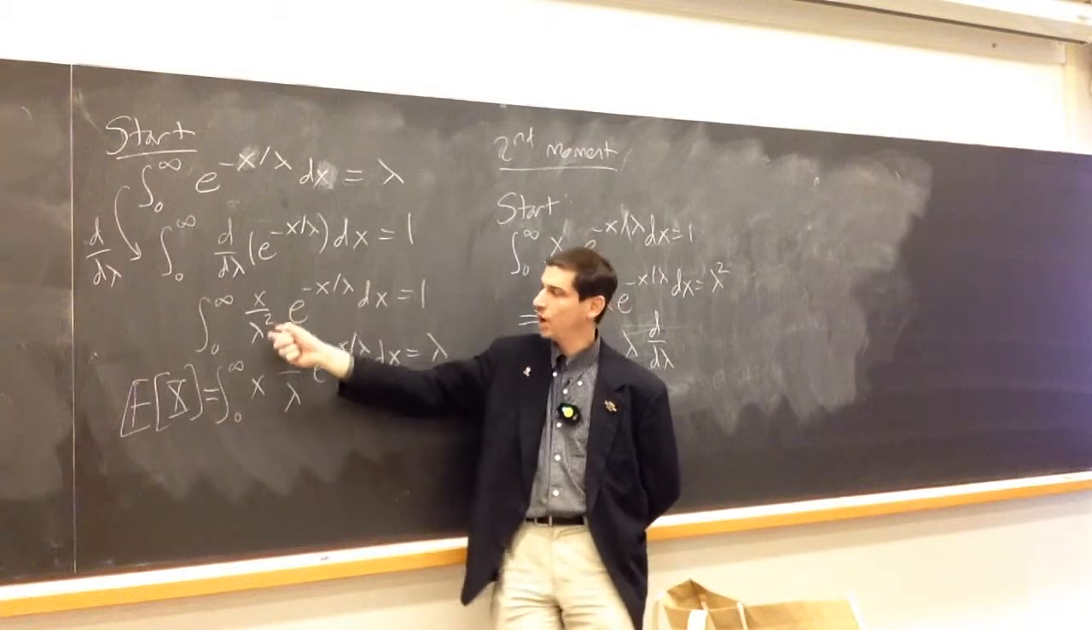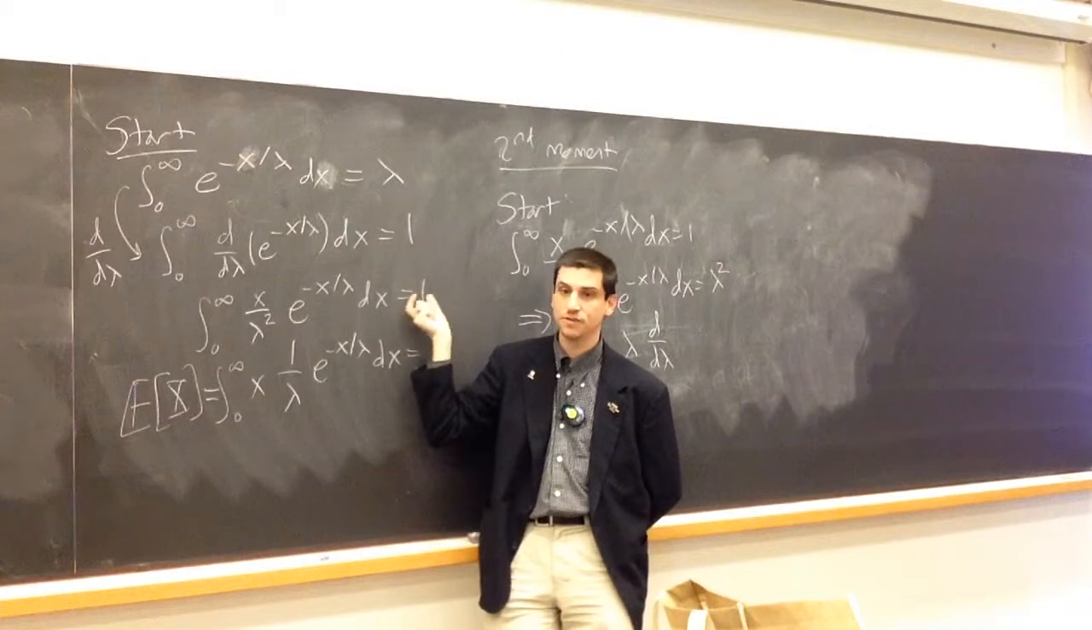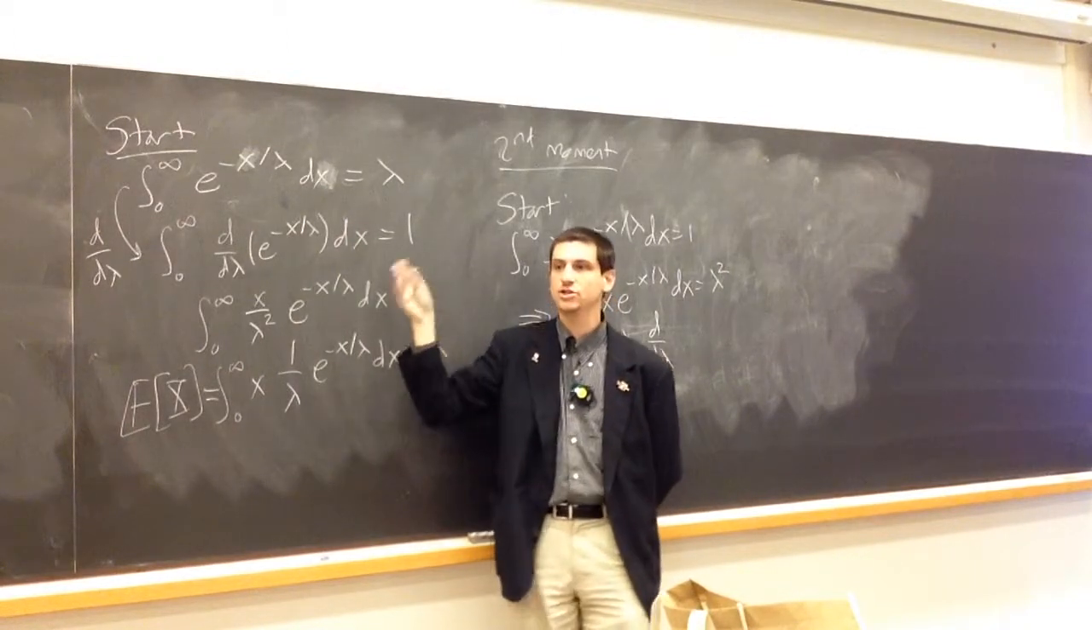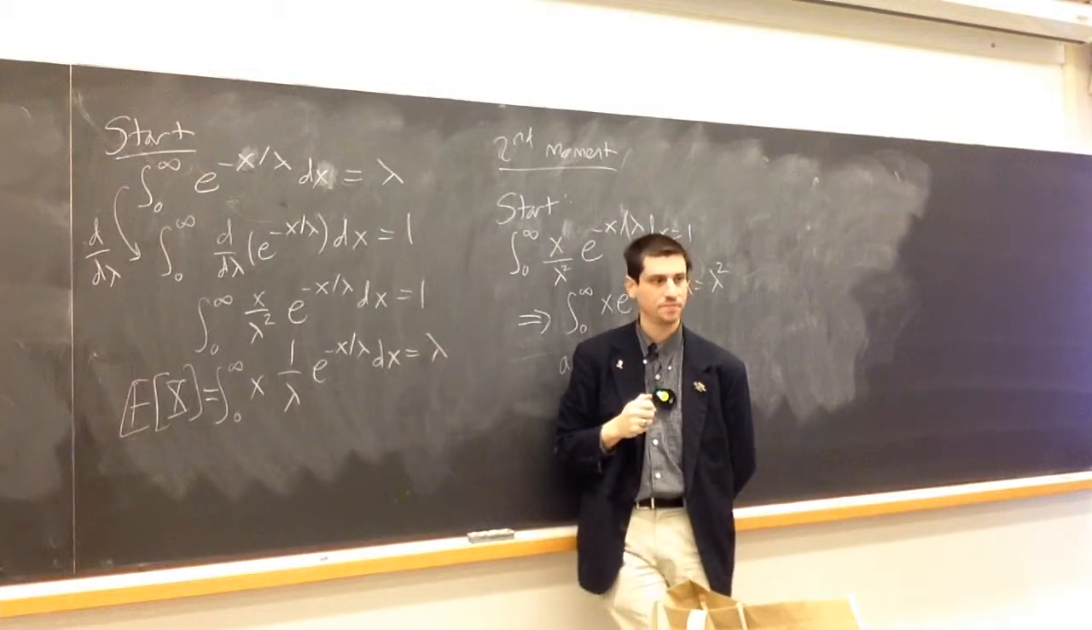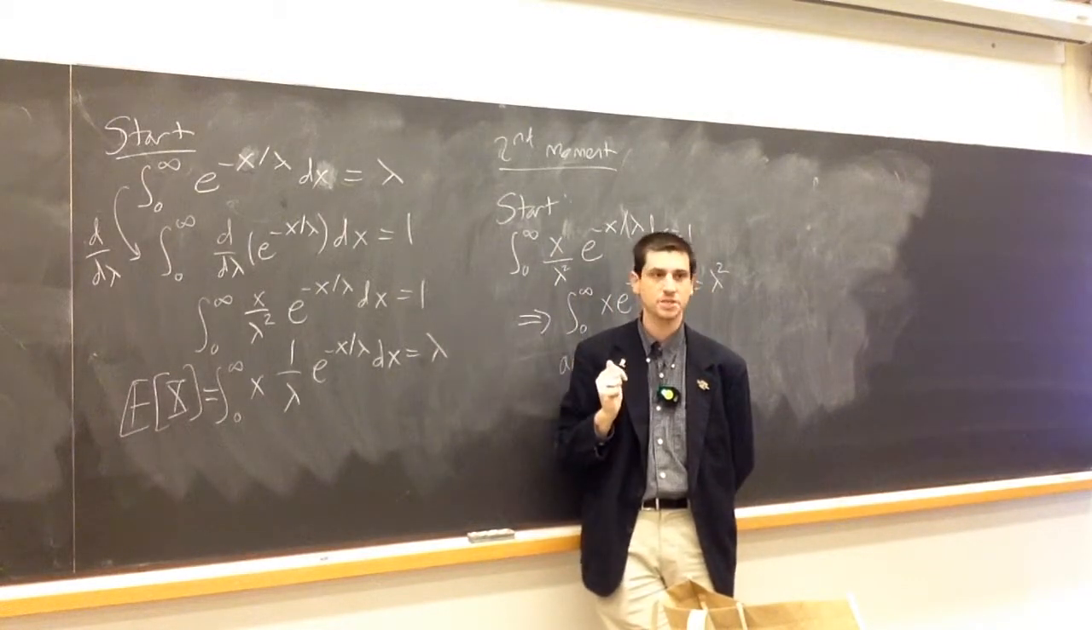It's more work. Why not pull the lambda over to the other side? And now I have a really nice function with respect to lambda on the right that I can differentiate. And now I can just keep getting the moments without too much trouble. OK. Any questions on the exponential?